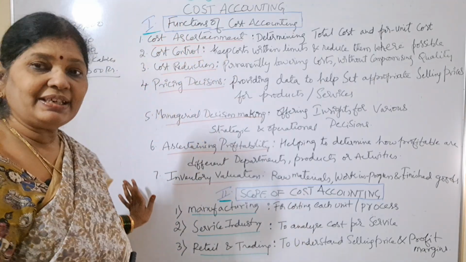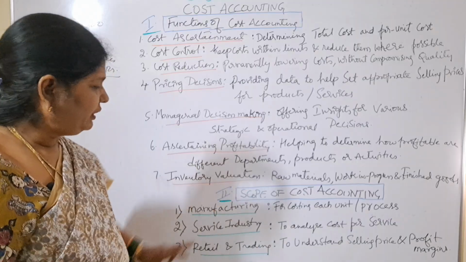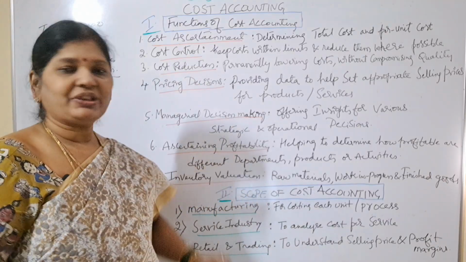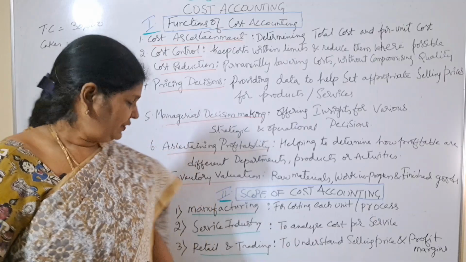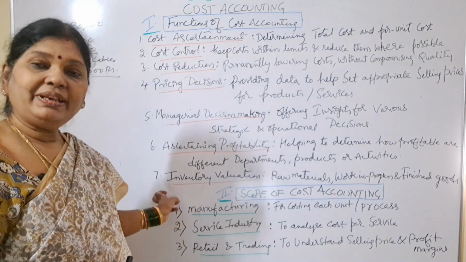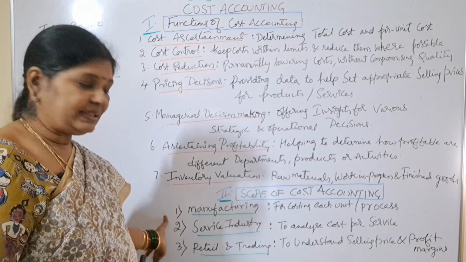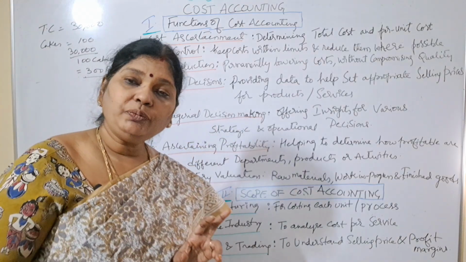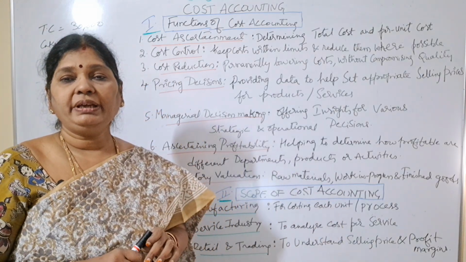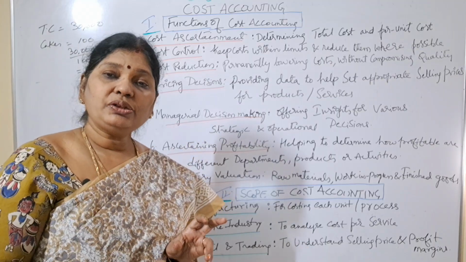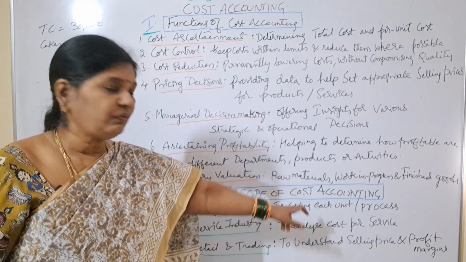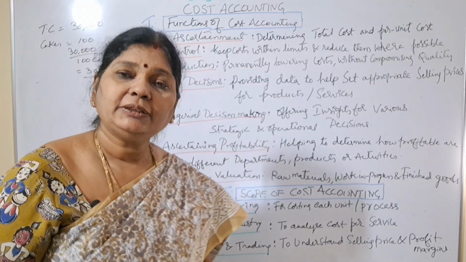So we have covered all functions of cost accounting. How many functions are there? There are 7 functions. Now we are coming to the second topic of today's class, that is scope of cost accounting. Here we are covering cost accounting in 3 different businesses. The first one is manufacturing business, where we are manufacturing goods. There also we'll find out our cost per unit, and our cost per process.